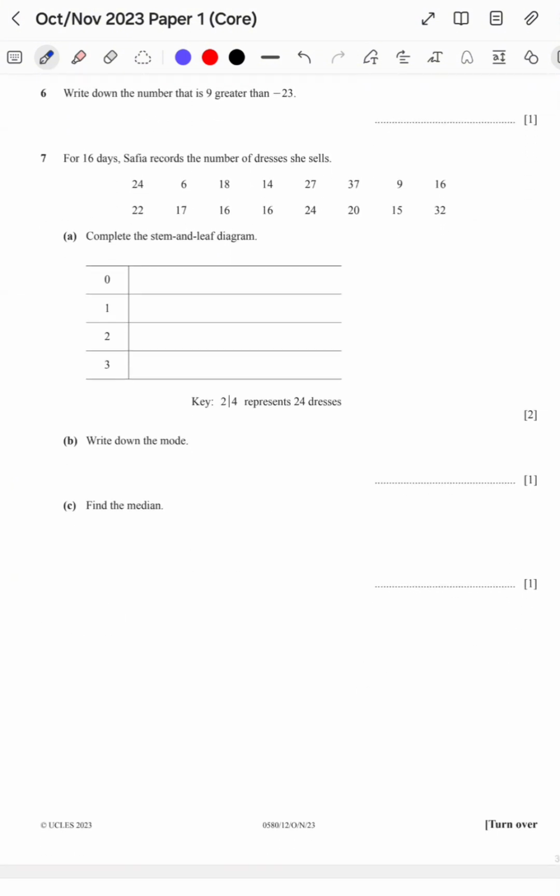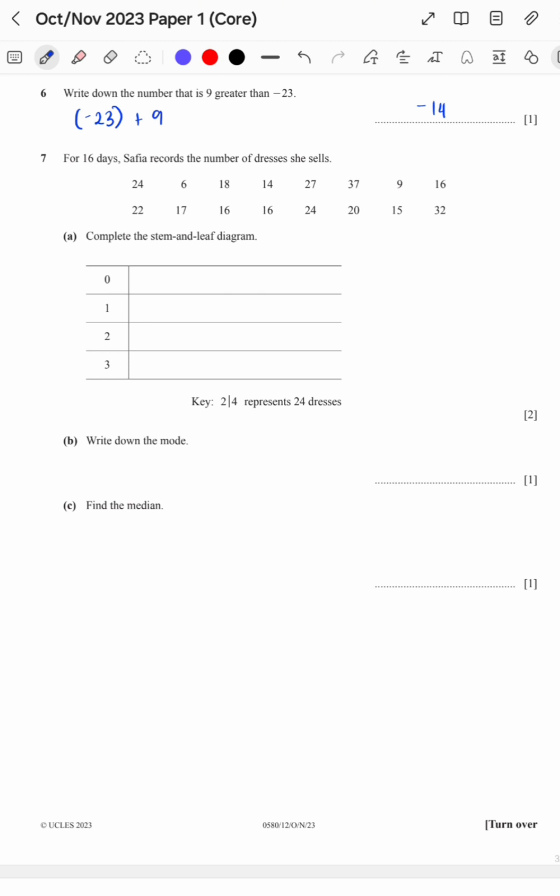Question number 6. Write down the number that is 9 greater than -23. So that's -23 plus 9. We get -14. Use a calculator if you're not sure.